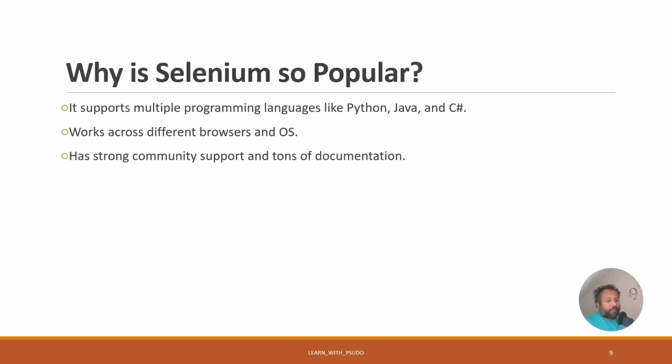Why is it popular? Because it supports multiple programming languages and it works with different browsers and different operating systems. And to add on, it has a very vast and strong community with tons and tons of documentation and tons of code which is readily available online, which you can use for your reference for automating your activities or the mundane tasks that you are doing.